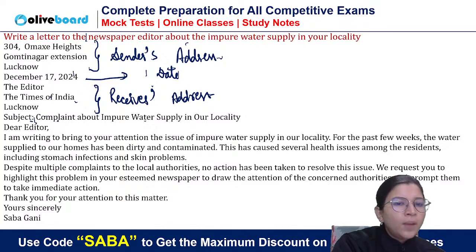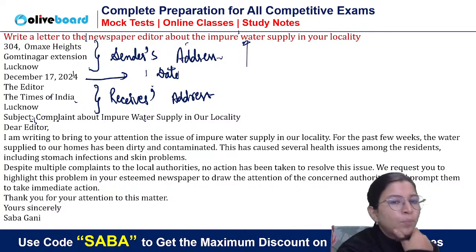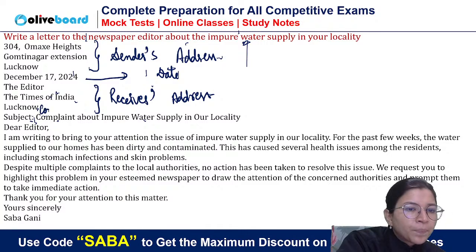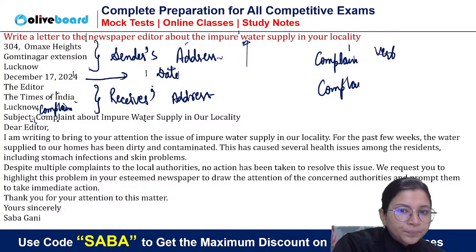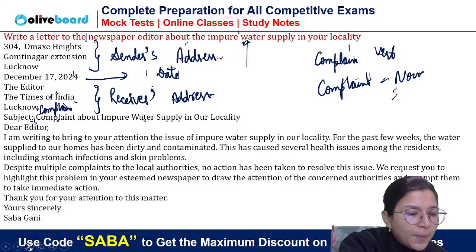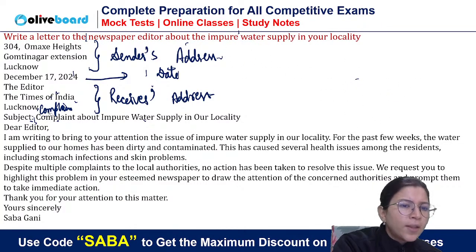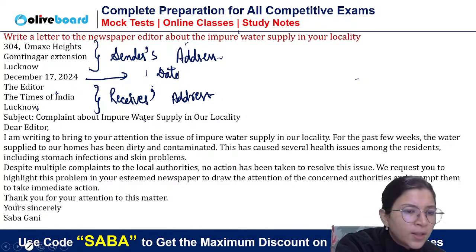And then after that we have written the subject: complaint about impure, because this is a complaint. So it is complaint about or regarding. You can write regarding the impure water supply in our locality, or complaint about impure water supply in our locality. Remember that, don't write complain here, because it will be wrong. Complain is a verb. See, these small grammar points you have to keep in mind: complain is a verb and complaint is a noun. So we are taking it as a noun, so it will be complaint about. Name is not required in the sender's address, okay? It's optional. If you want to write it, it's okay; if you do not want to write it, it's also okay. You are not going to get anything extra for writing, and you are not going to lose anything for not writing.